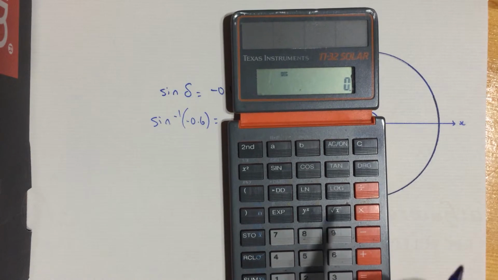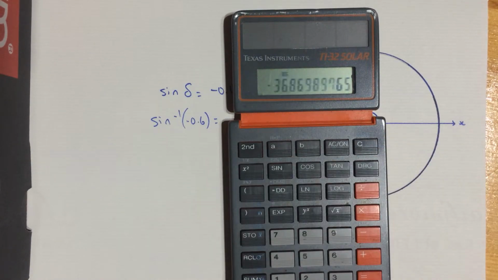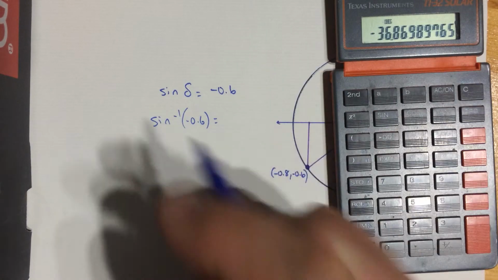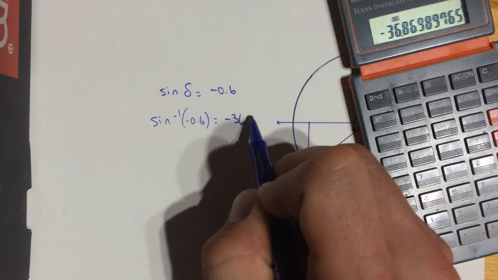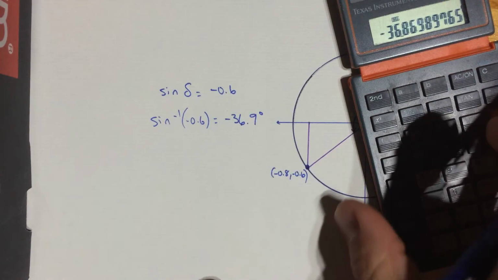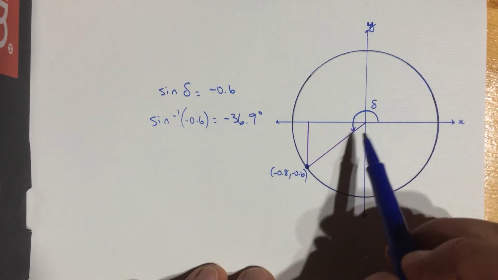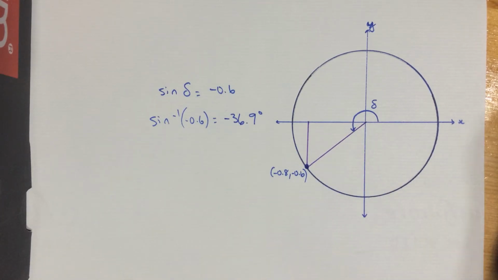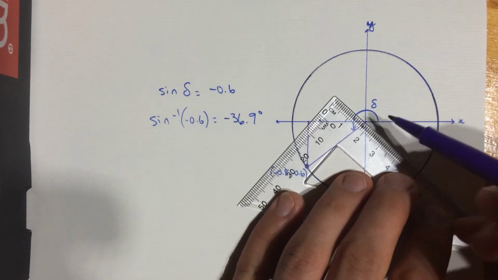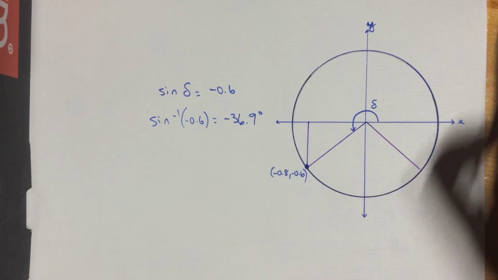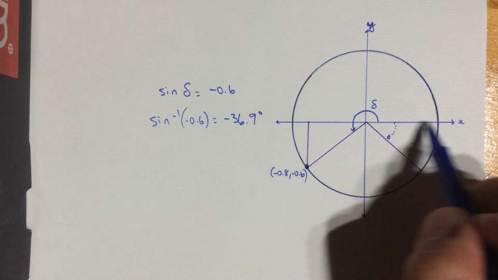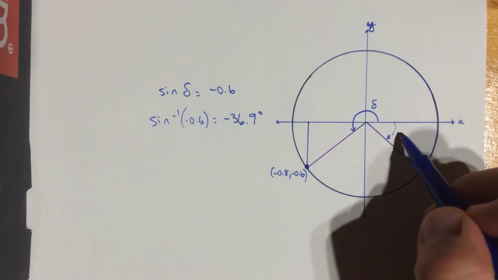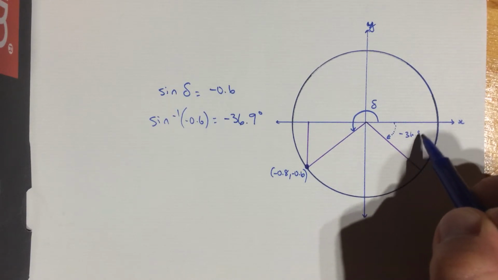So 0.6, make it negative. Second function, sine inverse. Okay, that's interesting. I got a negative angle, negative 36.9 degrees. What could that mean? Well, that is the same as if I had this same angle on the other side over here, and I sort of go backwards from the beginning, from the positive x-axis over here. That would be negative 36.9 degrees.